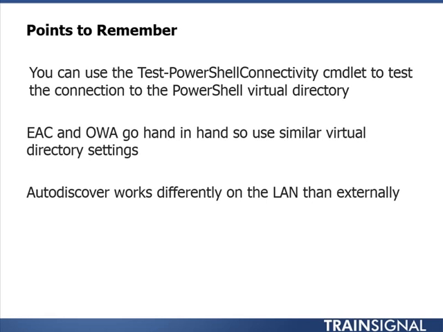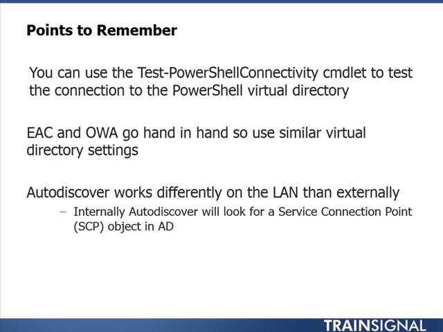As far as Auto Discover, keep in mind that it works differently on the LAN than it does externally. Internally, AutoDiscover will look for a service connection point, and it will look for that object in Active Directory. A service connection point, or SCP, is a special object that pretty much gives computers a method or mechanism for advertising an application or service that it's hosting. So SCP objects are not just used for Exchange. There are other applications that certainly use SCPs, but our concern here when it comes to Exchange is that the information that's published in the AutoDiscover SCP will give Outlook the service binding information of the servers that are hosting the AutoDiscover service, which is ultimately the client access servers.